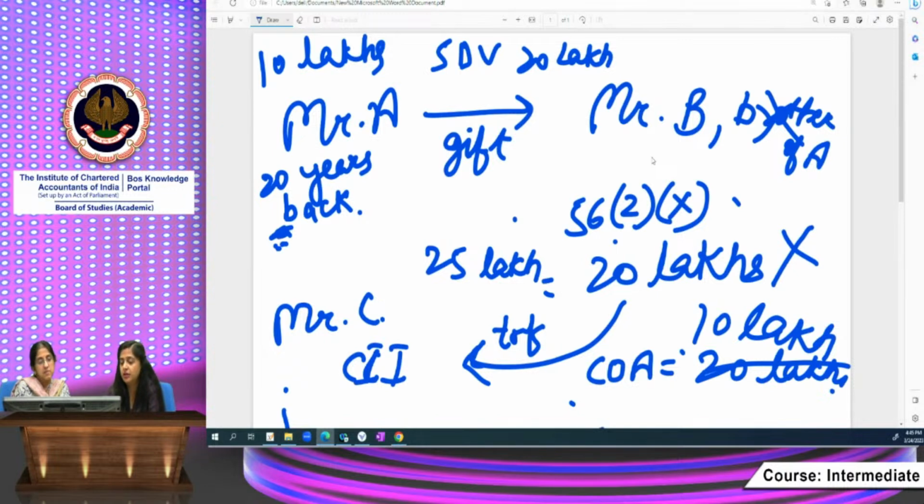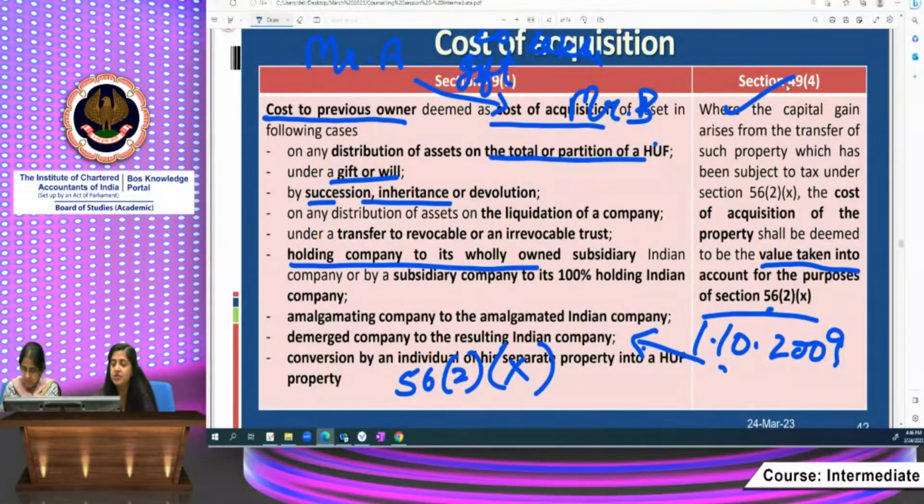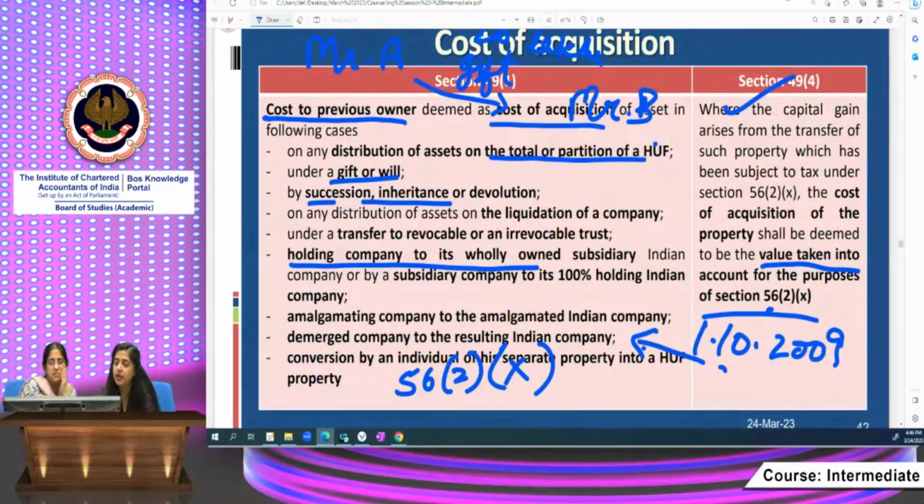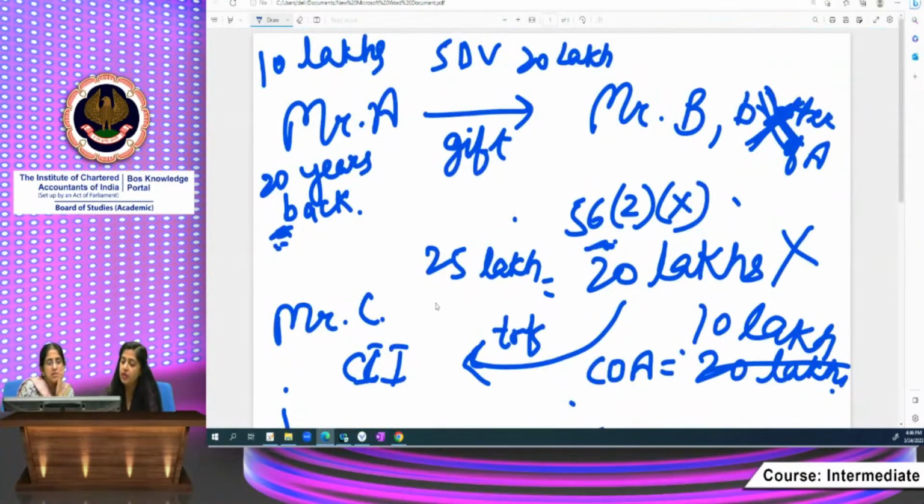But if he is not the brother of Mr. A, then 56(2)(10) gets attracted in the hands of Mr. B. While transferring this to Mr. C, 49(4) attracts, not 49(1). And because of that, the Manjula J. Shah ruling can't be applied, and the CII has to be taken for the year in which Mr. B first held the asset.